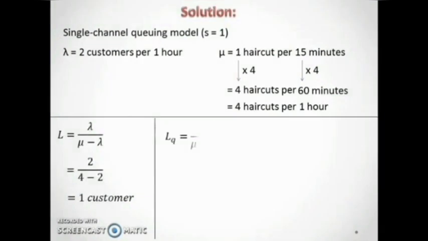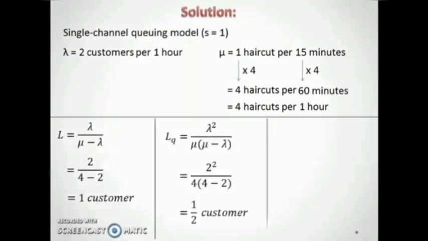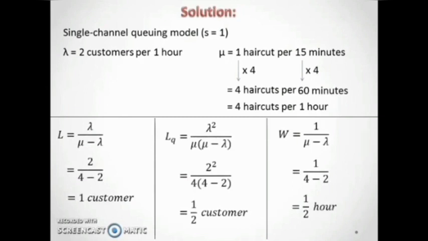Second, the average number of customers waiting for a haircut. Our equation is L sub Q equals lambda squared over mu times mu minus lambda. So it is 2 squared divided by 4 times 4 minus 2 equals 1/2, or 1/2 customer waiting for a haircut. Third, the average time a customer spends at the shop. Our equation is W equals 1 over mu minus lambda. So it is 1 divided by 4 minus 2 equals 1/2 hour, or 30 minutes a customer spends at the shop.